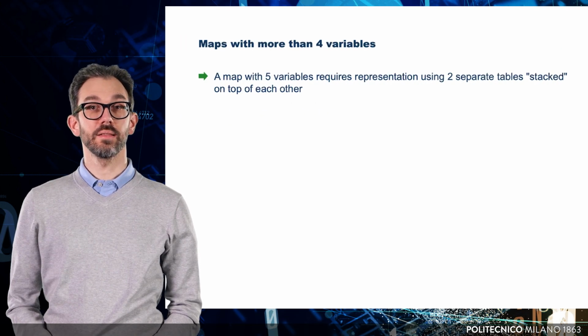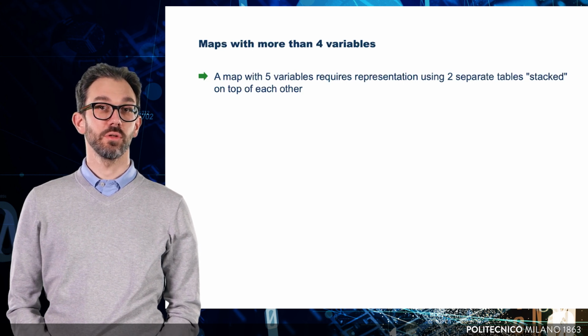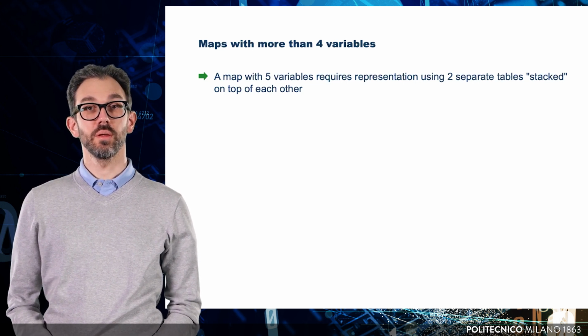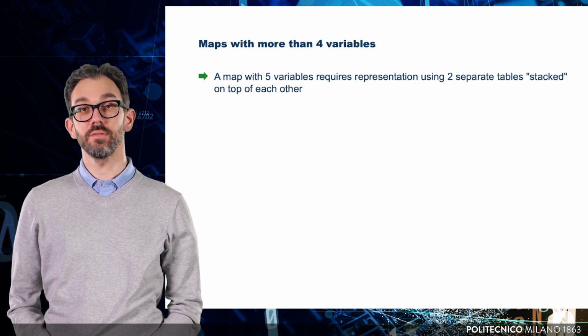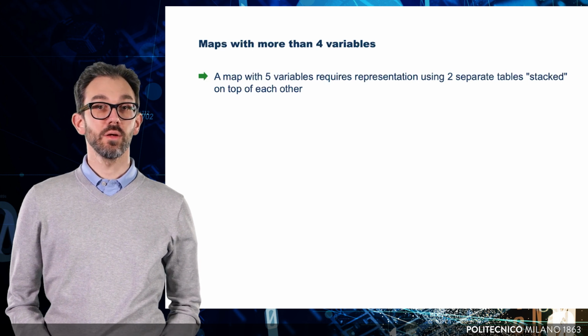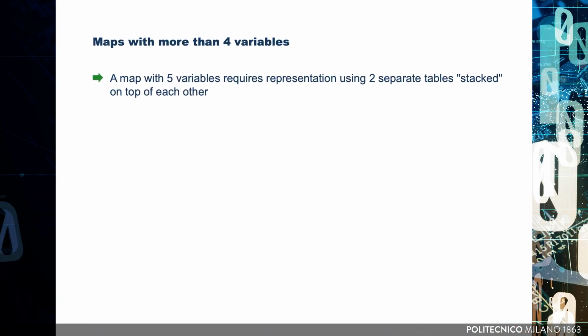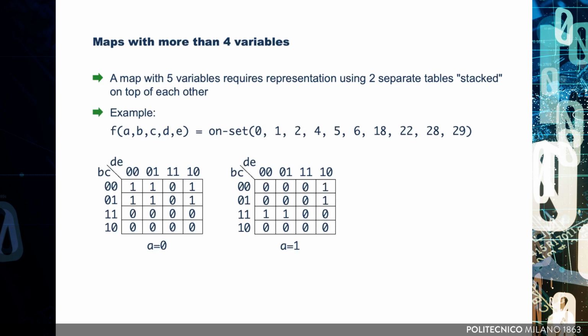Finally, let's analyze the case of a function with 5 variables. The Karnaugh map has 3 dimensions, with 2 tables stacked on top of each other. Each table represents 4 variables, and the 5th variable identifies one table with 0 and the other with 1. So, the groupings can be done in 3 dimensions. Here's an example. We use the variable a to distinguish between the 2 tables. Notice that with a equals 0, we identify the table on the left, and with a equals 1, we identify the table on the right.